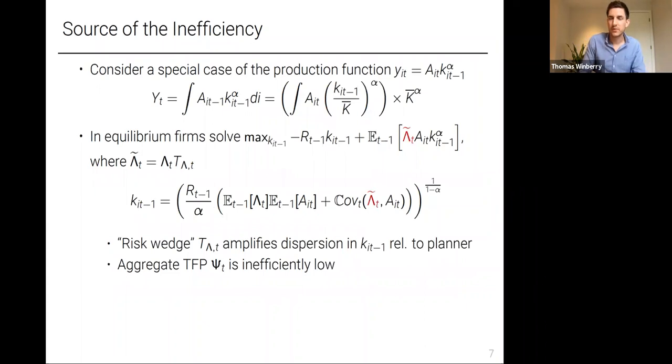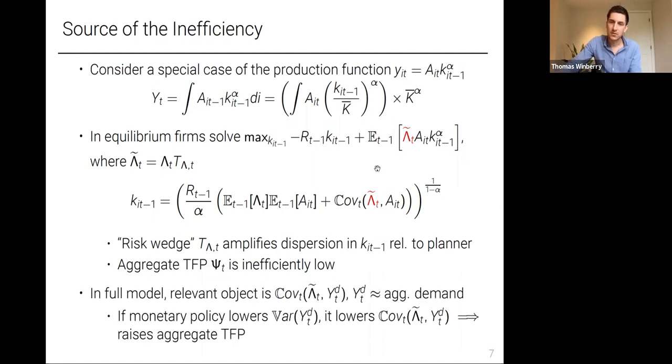The reason the equilibrium is going to be inefficient relative to that benchmark is that firms are discounting not using the household's marginal rate of substitution, but this twisted, or different, discount factor, lambda tilde, which has this additional risk wedge, tau lambda t. And that has the effect of essentially blowing up the variance of the discount factor relative to what households want, which then blows up the dispersion in capital stocks chosen by firms, blows up the dispersion of marginal products, and makes TFP inefficiently low. Joel was very clear about that one. So that's the source of the inefficiency, and I want to think more about that in a second.